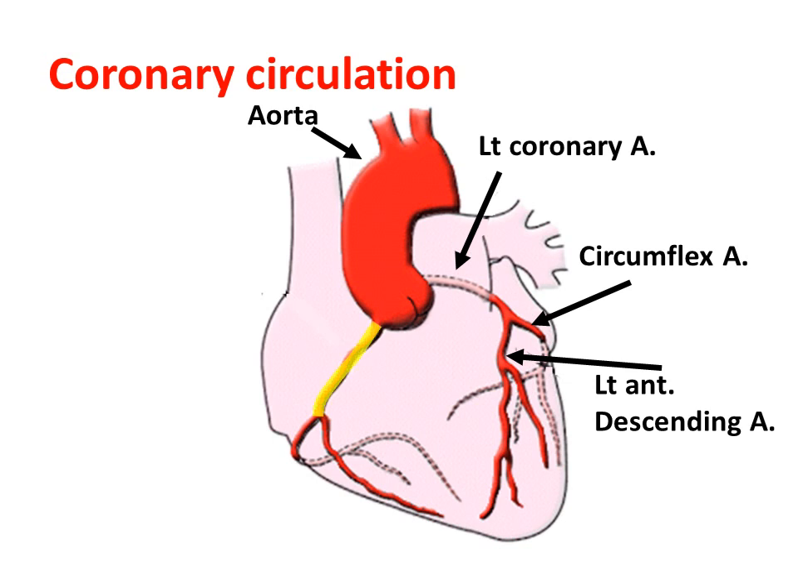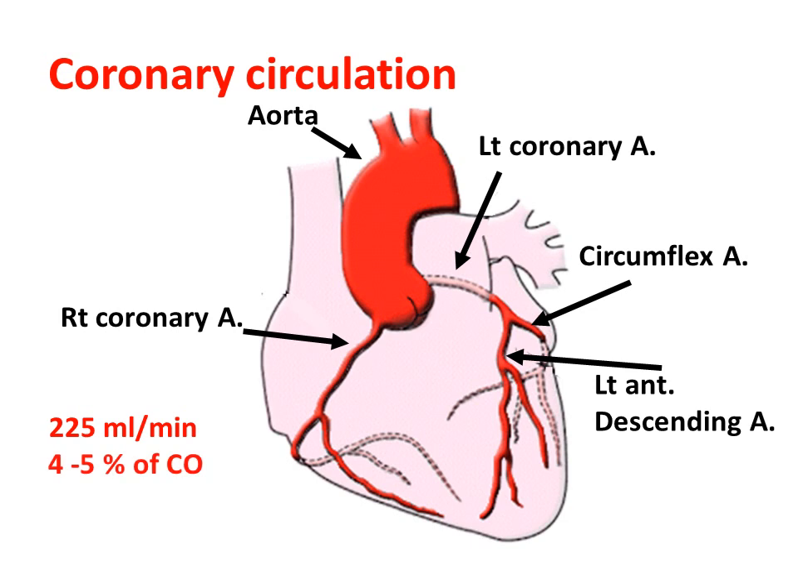The second artery is the right coronary artery. It supplies most of the right ventricle as well as the posterior part of the left ventricle in 80 to 90% of people. The resting coronary blood flow in the human being averages about 225 ml per minute, which is about 4 to 5% of the total cardiac output.